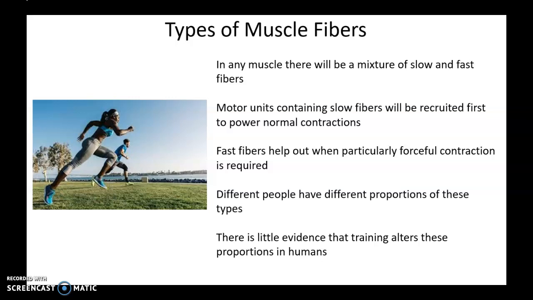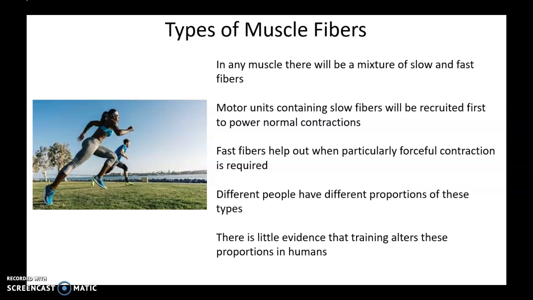Now, in any muscle, there will be a mixture of slow and fast fibers. Okay. And in order to generate faster or forceful contractions, the fast fibers will be recruited first. Okay, so the fast fibers help out when particularly forceful contraction is required. And for normal contractions to take place, the slower fibers will be activated first.